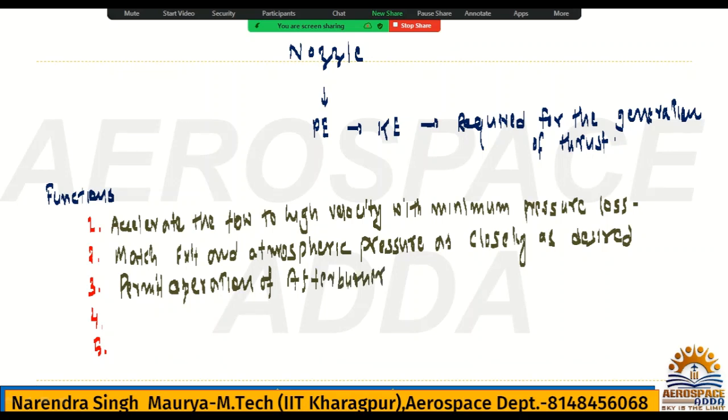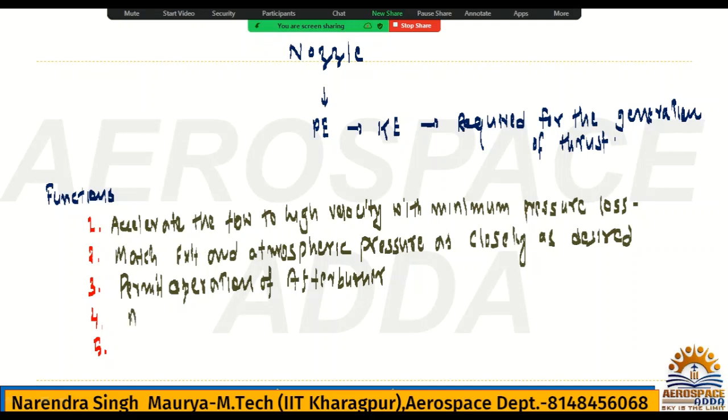Afterburner is basically one thrust augmenting device. Okay, so where will you install the afterburner whenever it is required? You will install the afterburner in the nozzle only. Okay, in the constant area of the nozzle somewhere you have to install. So permit afterburner operation without affecting main engine operation, or I am writing here only, permit operation of afterburner. That's all. Okay.